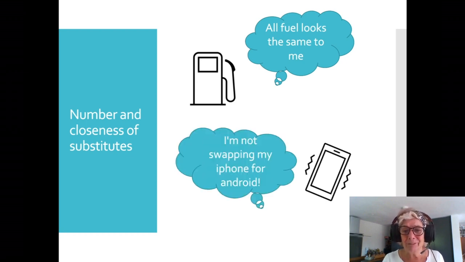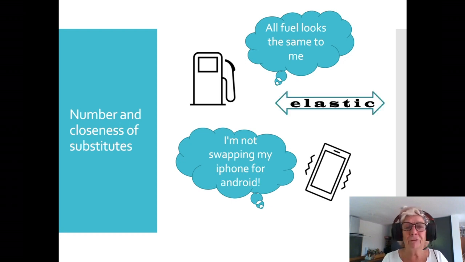On the other hand, many of us are very fond of our phones, aren't we? And many of us who have iPhones wouldn't swap for an Android, and some of us who have Androids wouldn't swap for an iPhone. So the substitutes for fuel are very, very close, and there are very many of them. Fuel is fuel is fuel. It's all pretty much the same. So demand for fuel will be elastic because there are many substitutes. If the price of fuel at one petrol station goes up, I'll go to the next one. So demand at that particular retailer will fall.